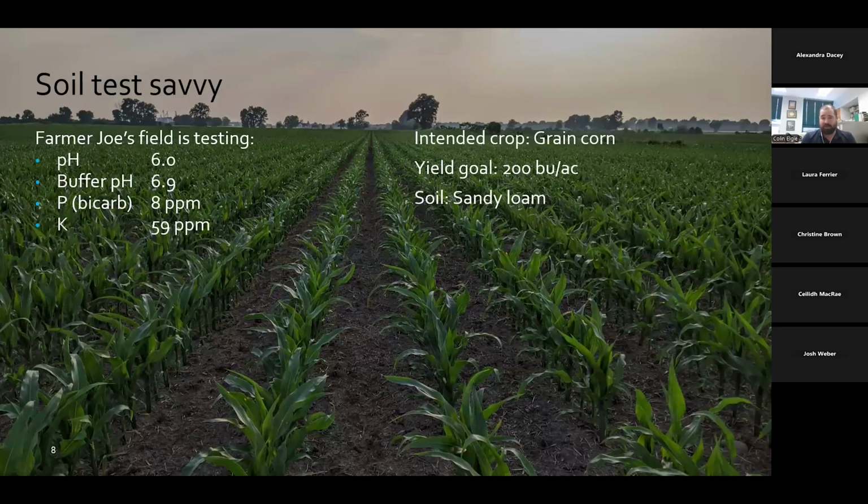So to simplify it a little bit, we're going to look at pH, our buffer pH, our phosphorus, and our potassium tests. In this case, we've got an intended crop of grain corn with a yield goal of 200 bushels per acre on a sandy loam soil. And so that is going to differ quite a bit, obviously, depending on where you are, what crops you're growing. But just as an example, these are the things we're looking at.